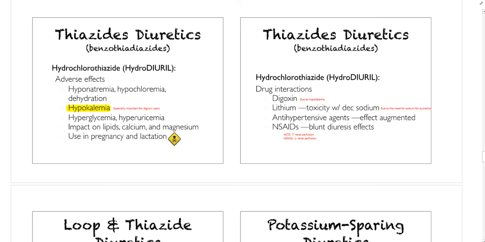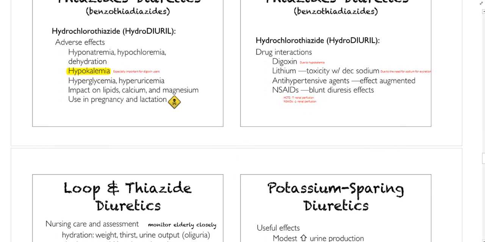We have a bunch of adverse effects that are very similar to, if not identical to, Lasix. So we've got our hyponatremia, low salt, low chloride, not enough fluids, low potassium, same thing for the other one. Again, hyperglycemia, hyperuricemia, same impact on lipids, calcium, magnesium. Same concern with using it in pregnancy and lactation. So this is basically a picture-perfect identical copy of what the issues were with Lasix. So there's no point in beating a dead horse.